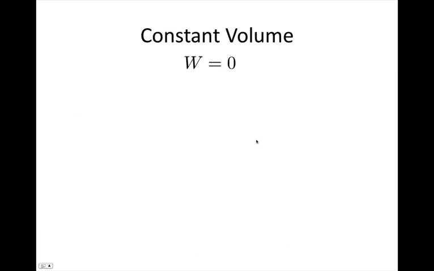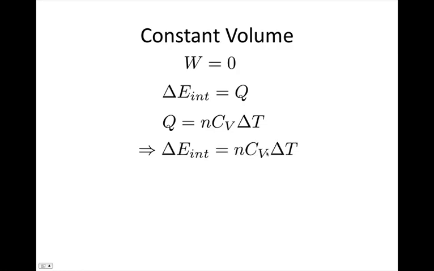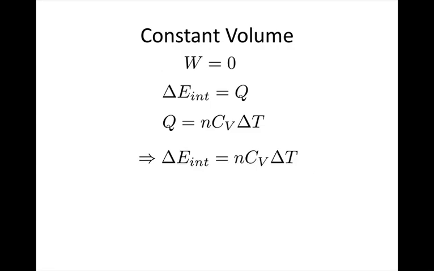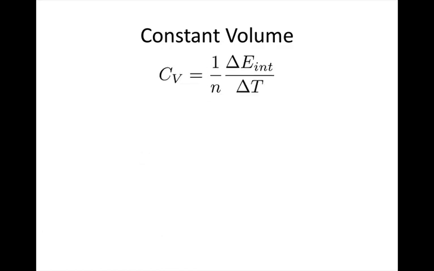Okay, let's look at the constant volume case in more detail. In this case, work is equal to 0 as the volume is not changing. So the change in internal energy is just equal to the heat added. And Q we've defined as nC_V delta T. This was how we defined the molar specific heat at constant volume. And so the change in internal energy is just nC_V delta T. Now we can rearrange this to write C_V is equal to 1 over n times the change in internal energy over the change in temperature. So that's just the same statement.